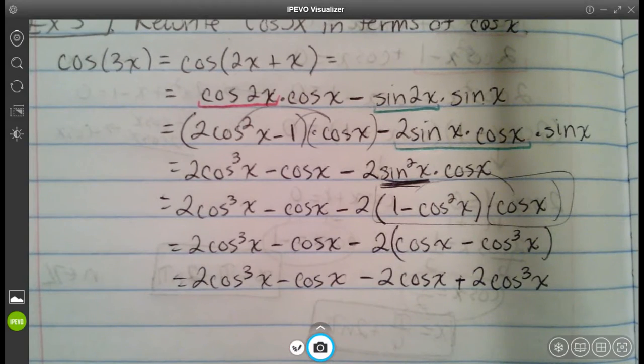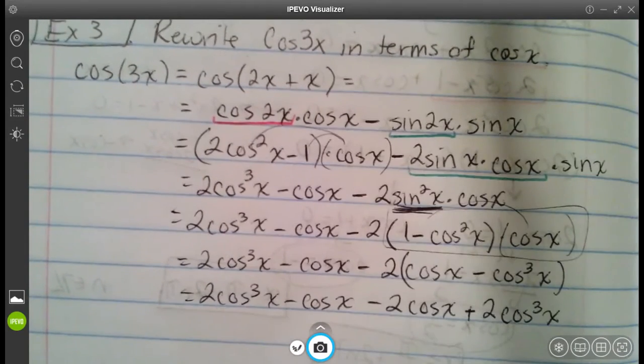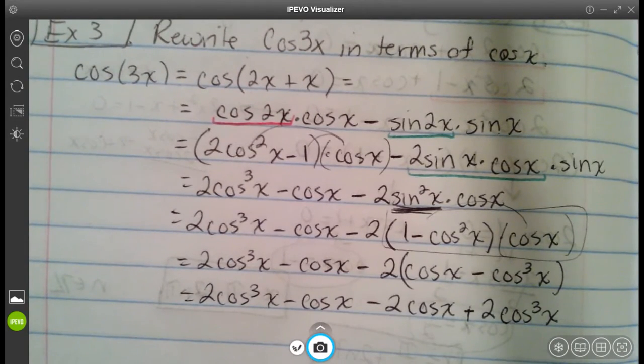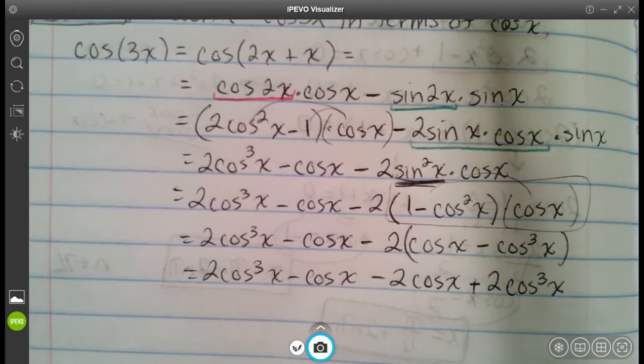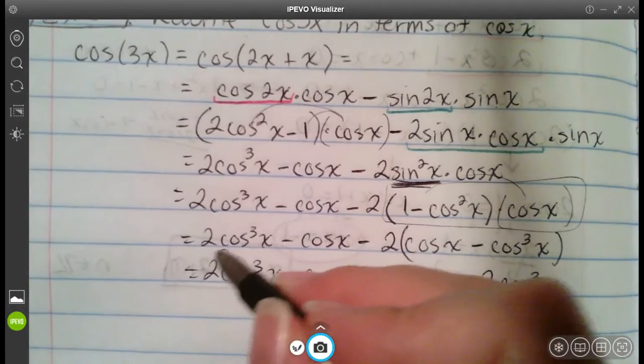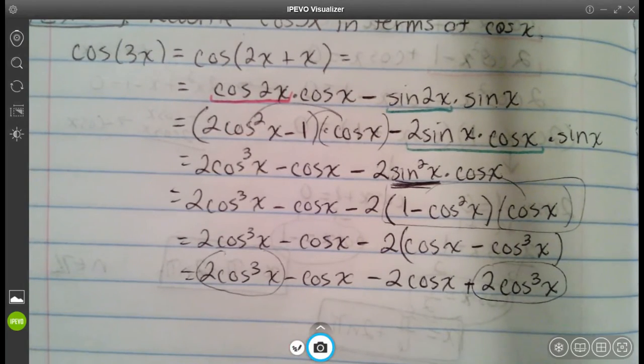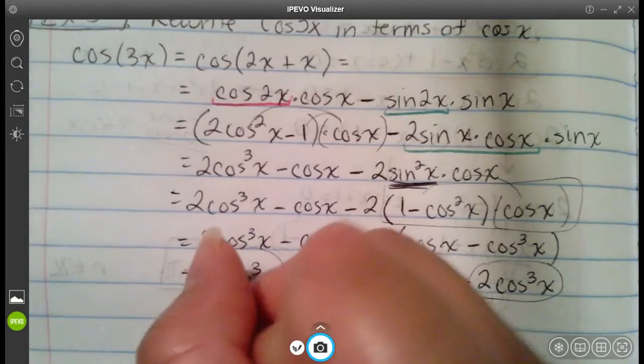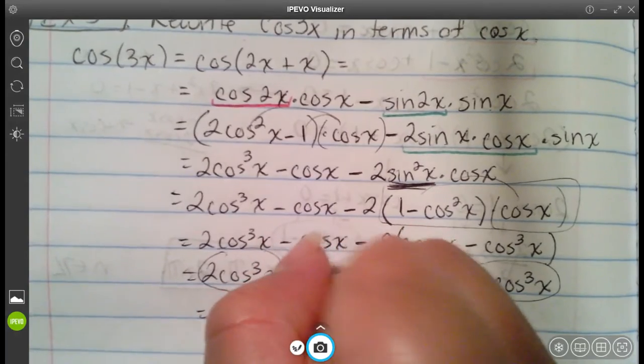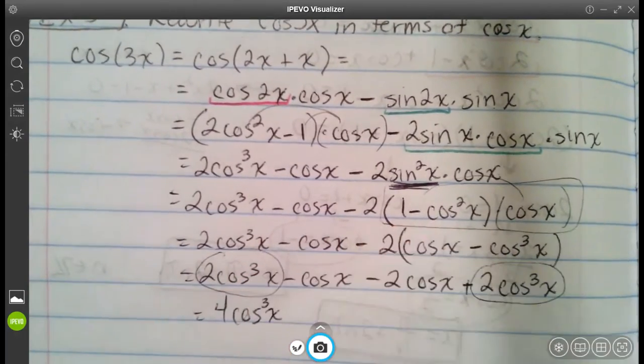Okay, and it looks like we can get rid of some stuff here, maybe, possibly. Oh, no, actually, no, we can't. But we can combine some stuff, right? We can see that these two, 2 cosine x to the third power, 2 cosine x to the third power, that's going to give us 4. So we have 4 cosine of x to the third power.